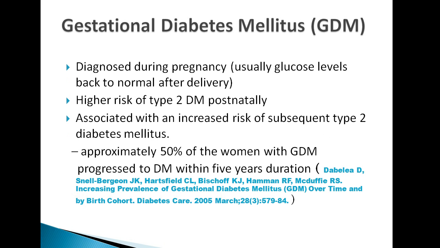So for gestational diabetes, the name itself suggests that this is diabetes that developed during the pregnancy. So this kind of patient has a higher risk of type 2 diabetes mellitus after the delivery, with an increase of subsequent type 2 diabetes mellitus of approximately 50% in women with gestational diabetes after 5 years.